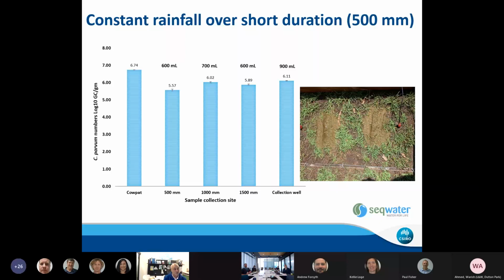This photo after the end of the experiment, on the right, shows that even in spite of this 500 mm rainfall over a 20-30 minute period, there is still cow pat left, and there is Cryptosporidium in there, which might bleed if the experiment had run a bit longer. Next slide, please.